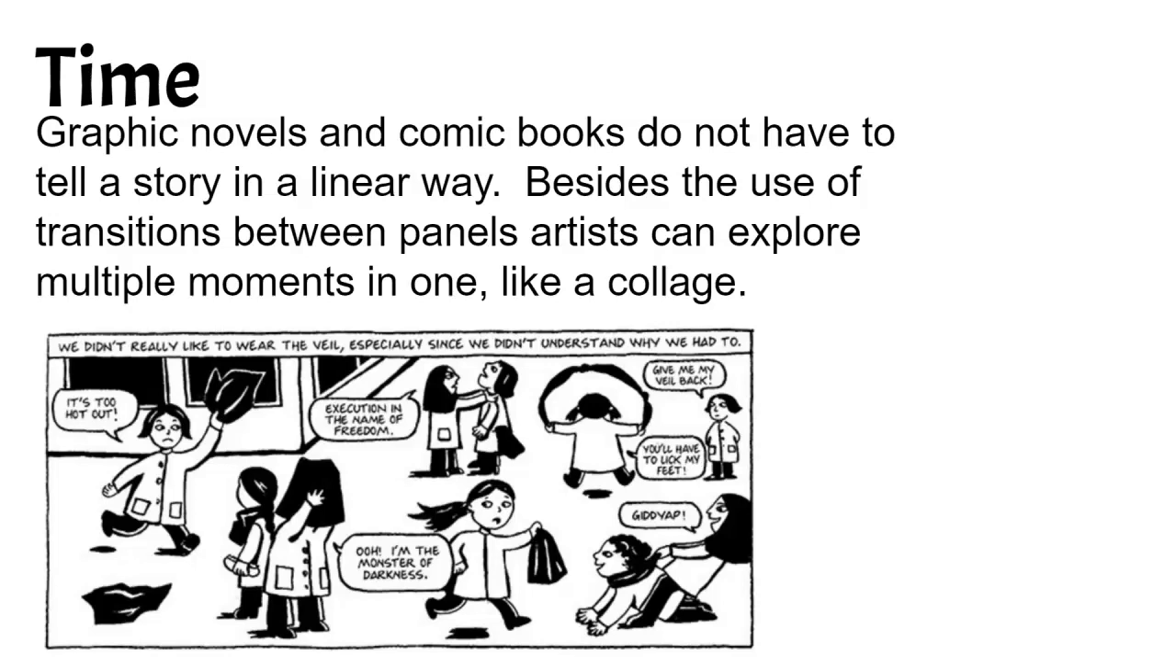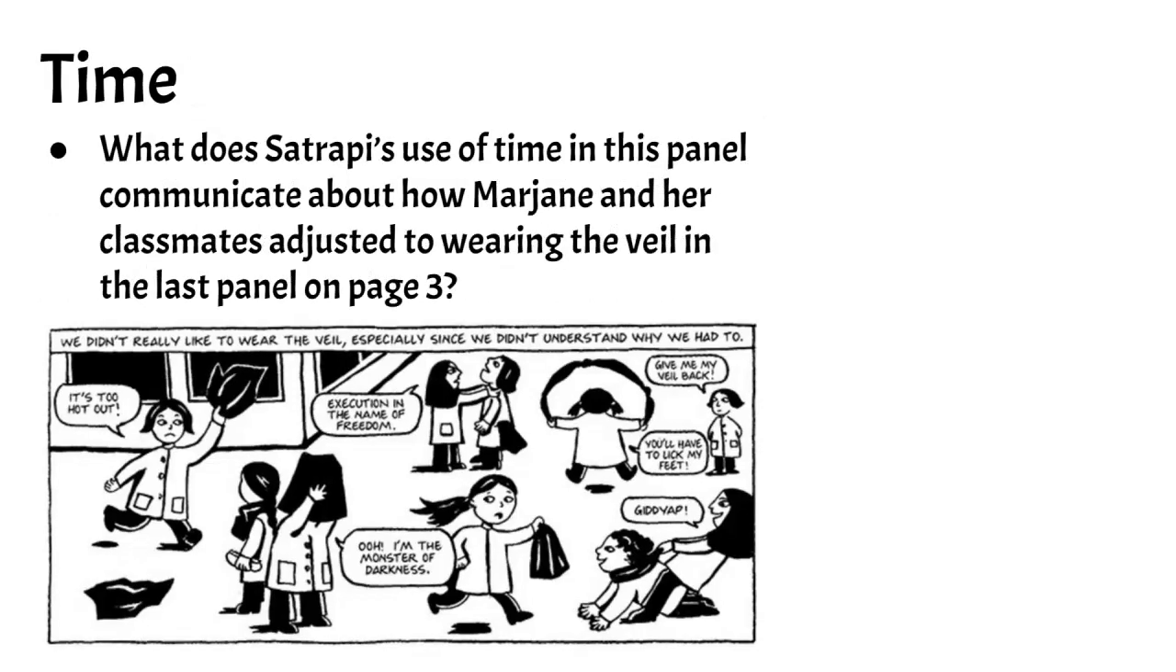Time. Graphic novels and comic books don't have to tell the story in a linear way. So they don't have to go piece by piece in order. So for this panel, for example, this is not one scene. This is multiple experiences that she had at school and different things that people said related to the veil that they were then forced to wear at school, and what a big change that was for them.